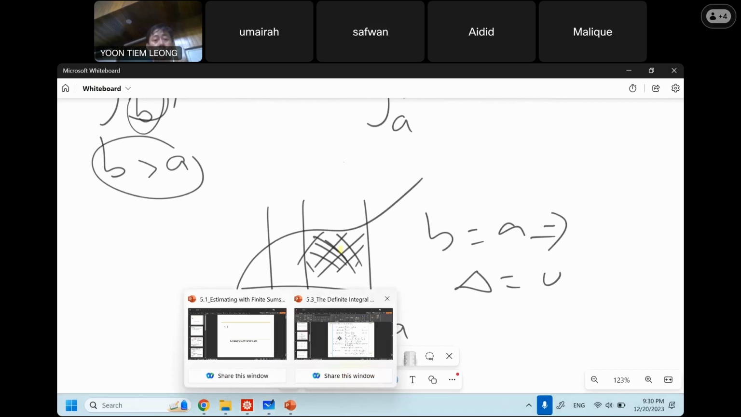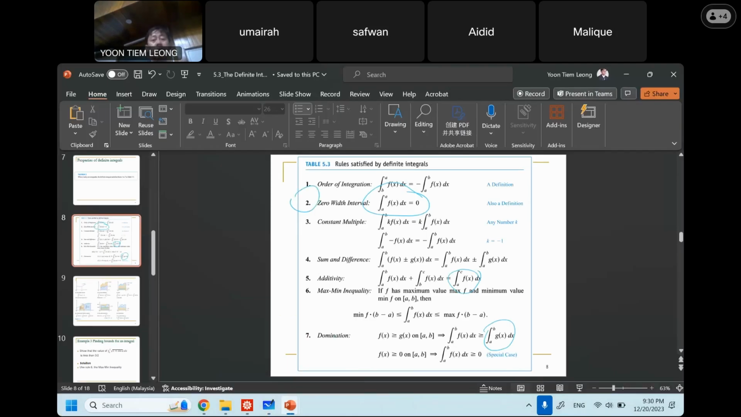So that is one way to understand rule number 2. The definite integrals with zero width always end up to be zero.